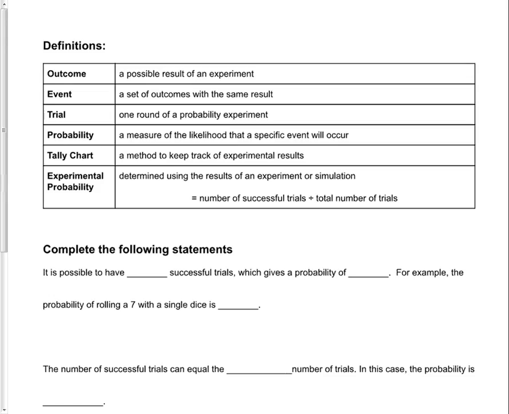And then finally, experimental probability, which is what we're really looking at here, is determined using the results of an experiment or a simulation. So something that you actually do. You try it in the real world. Experimental probability is equal to the number of successful trials, whatever you determine success to be, so for example, the number of trials that result in a tails event, divided by the total number of trials.